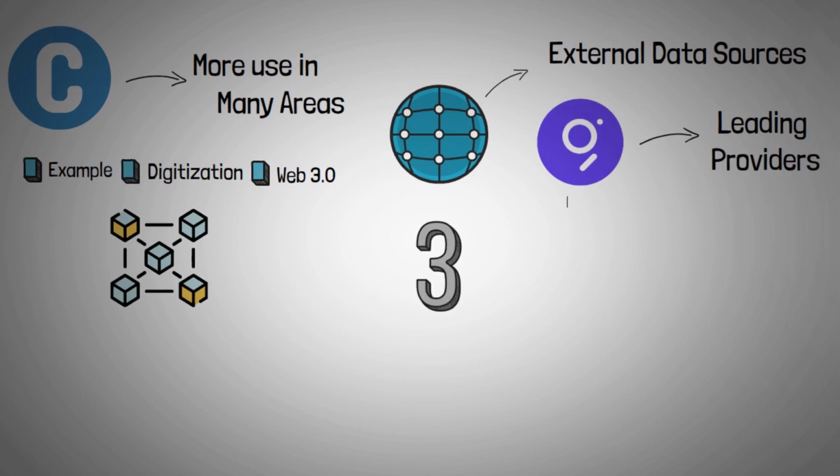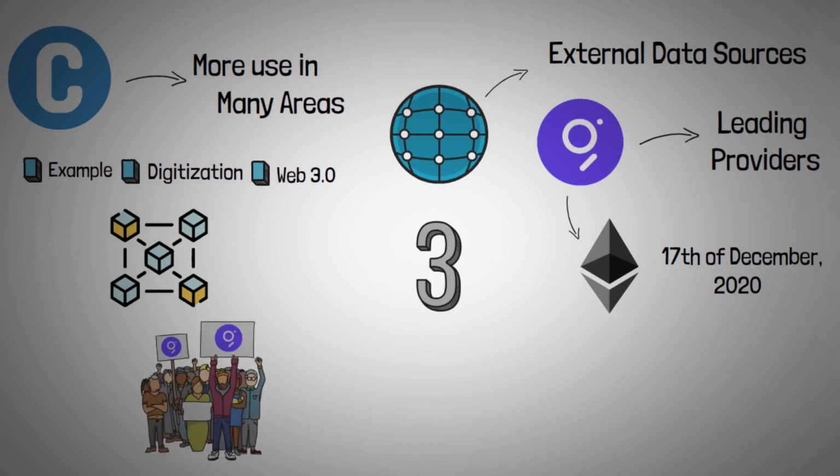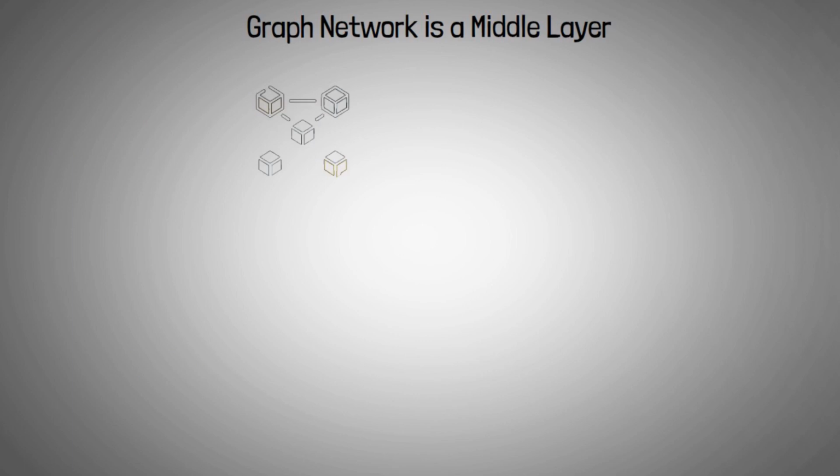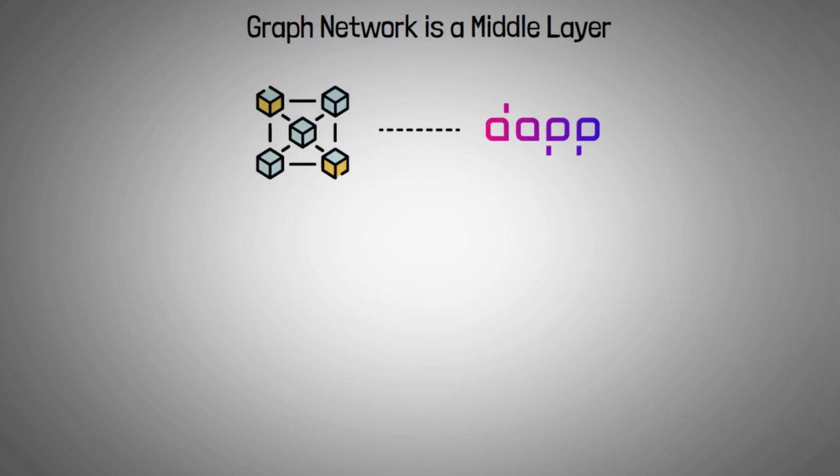After 3 years of development, the Graph protocol launched on the Ethereum mainnet on the 17th of December 2020. Since its launch, the GRT token has gained significant popularity, seemingly jumping out of nowhere straight into the top 50 largest cryptocurrencies. The Graph network is a middle layer between various blockchains and decentralized applications.